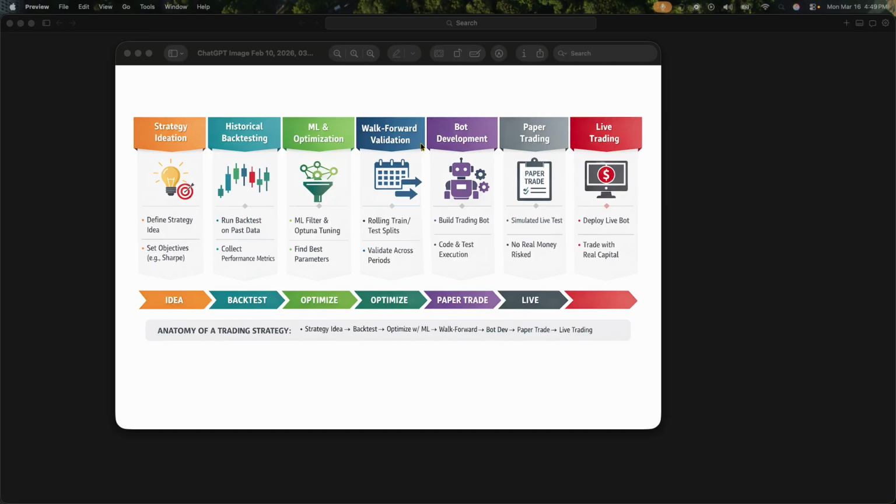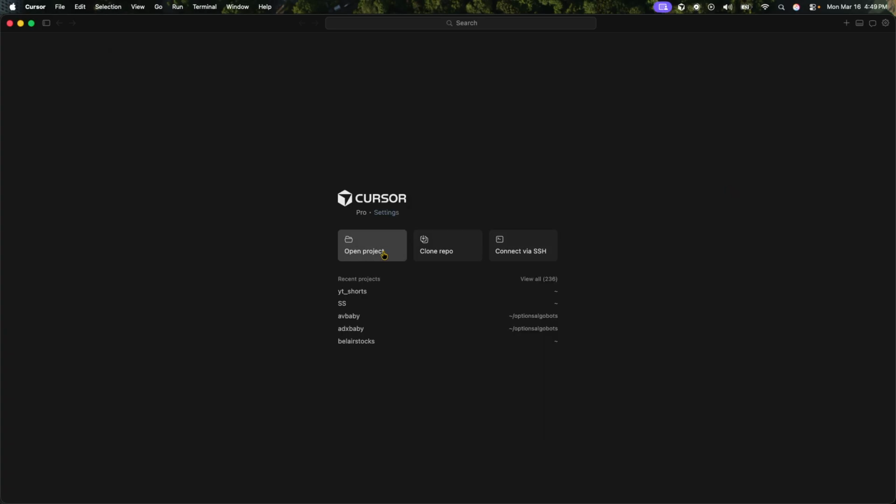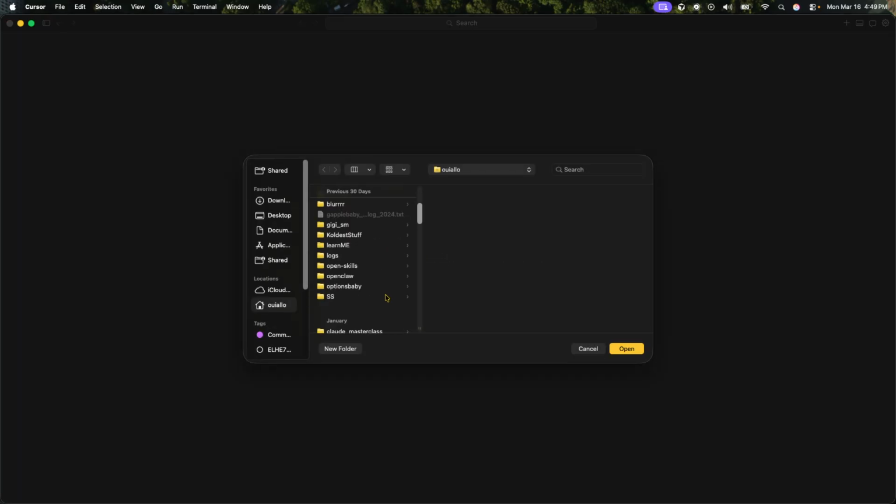We are making sure that we're validating our strategy by being able to backtest it. And then once we're done backtesting, we're going to walk forward. Then we're actually going to develop our bot. And then we're going to paper trade it live, hopefully, if I can get this done within this hour. So let's go ahead and jump into our folder. Like I said before, I'm going to be using Cursor, and inside Cursor, I'm going to be using Claude Code.